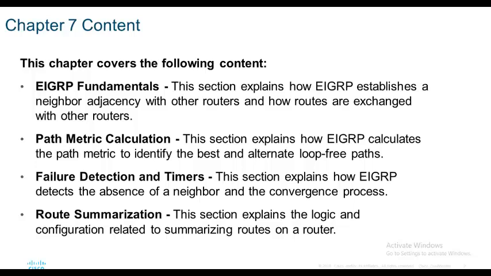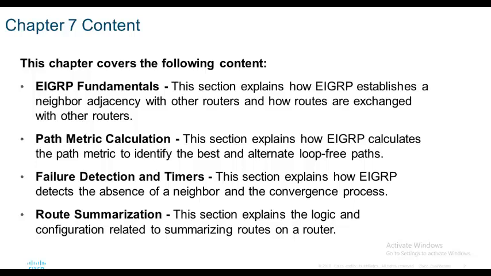And in the failure detection and timer section, we are going to see how quickly EIGRP can use the topology table to converge whenever there is a change in the topology. And whenever a neighbor goes down, how long it takes for a neighbor to be removed from the neighbor table, etc. About the route summarization is good.